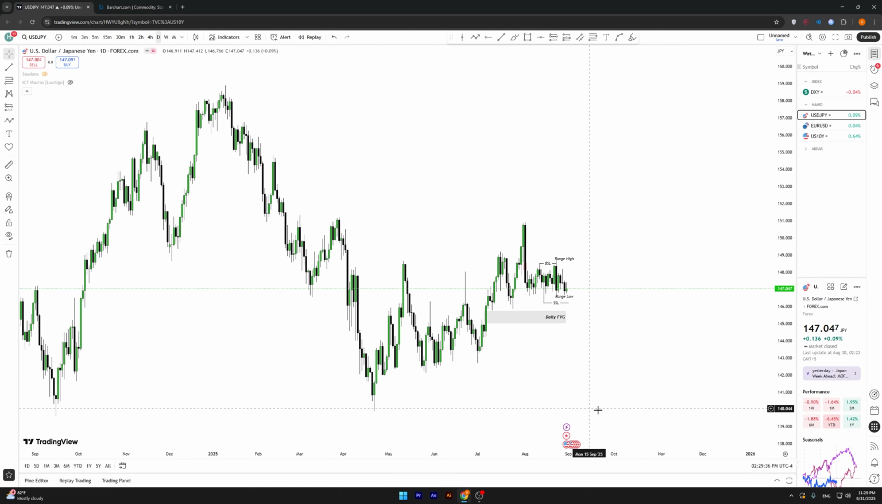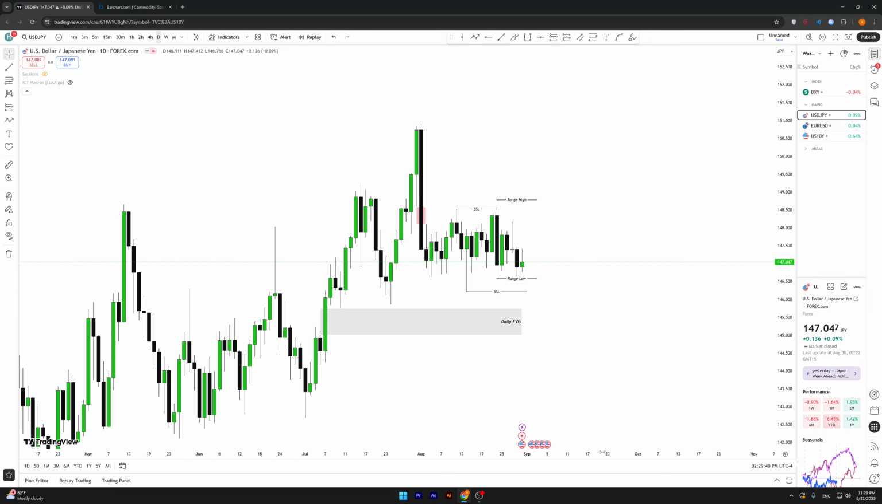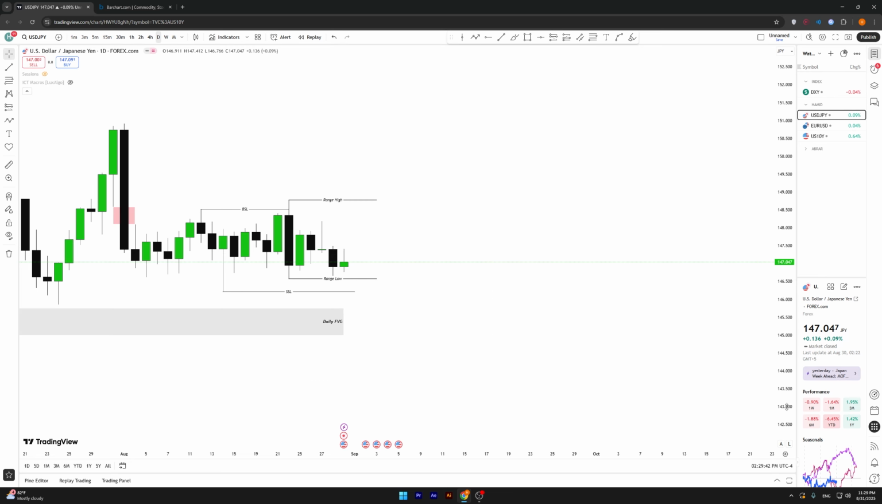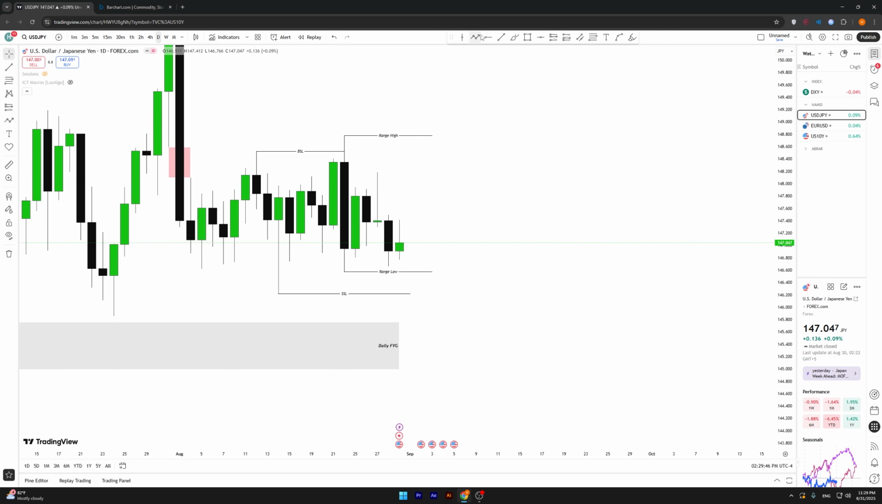And as you can see, price is creating a range in daily time frame. So I will wait for price to sweep. If price first sweeps this low, same scenario as DXY, then I will target the first 50% of this range. This will be my first TP, and then I will target this high.